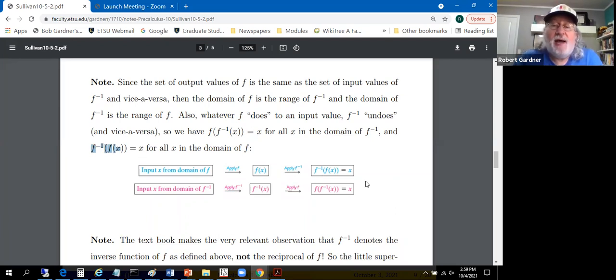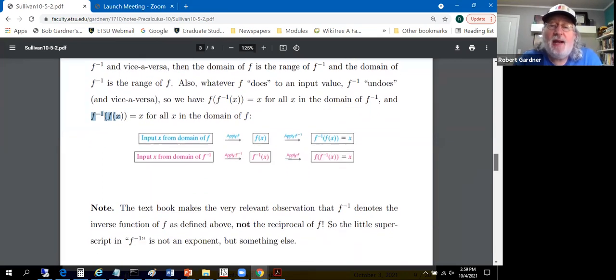The book has this little diagram about inputs from various domains and how outputs are fed into the other function. And the result is a composition of two functions that produces the function x, the identity function. Just like the reciprocal of a number. The reciprocal of 2 is 1/2, because if you multiply 2 by 1/2, you get 1 back. They're multiplicative inverses. Here we're talking about function inverses, and here we're not multiplying, we're composing. The operation between the functions is function composition.